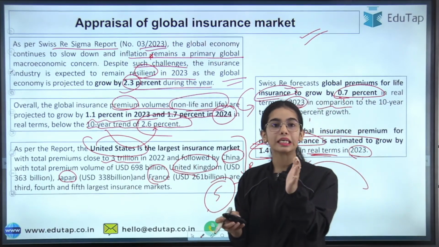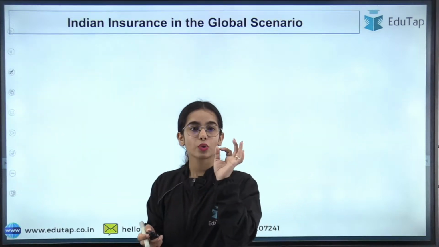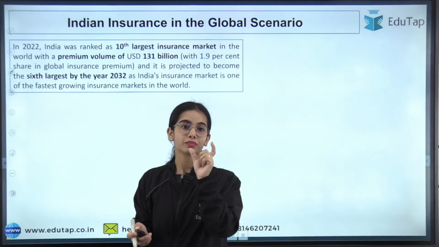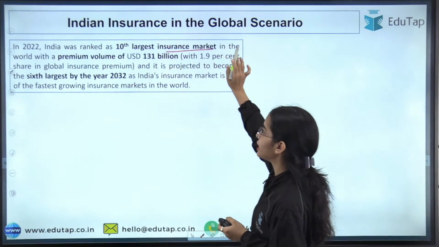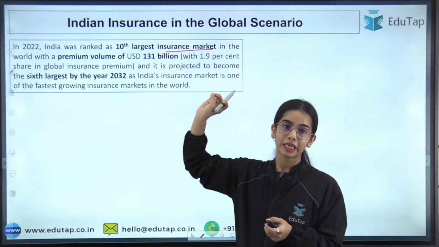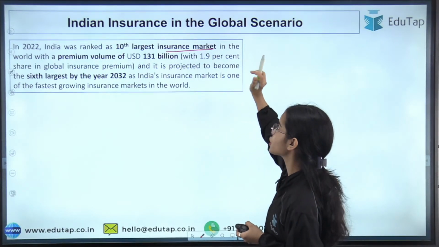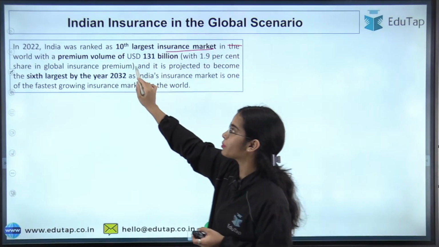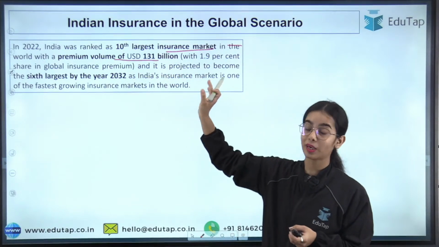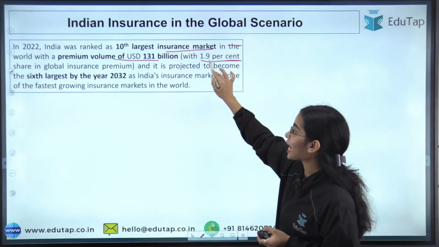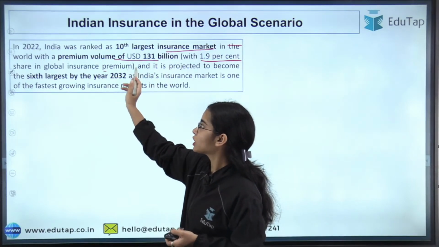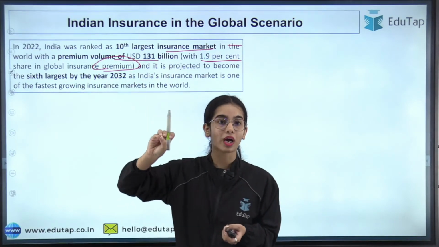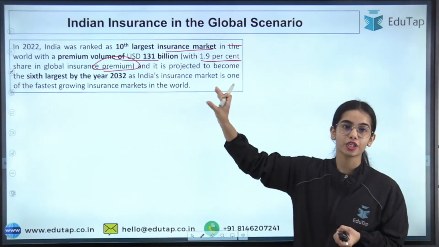So where does India stand? That we have to discuss. So India stands at 10th. India is the 10th largest insurance market at the global level. In 2022, India was ranked 10th largest insurance market in the world with a premium volume of USD 131 billion with a 1.9% share in the global insurance premiums. Okay, so out of the total global insurance premiums, 1.9% is the share of India.